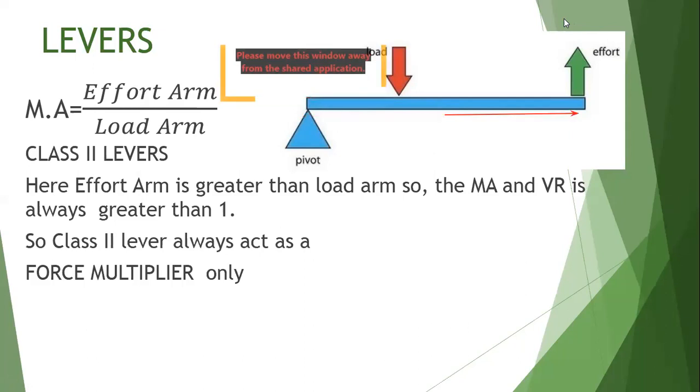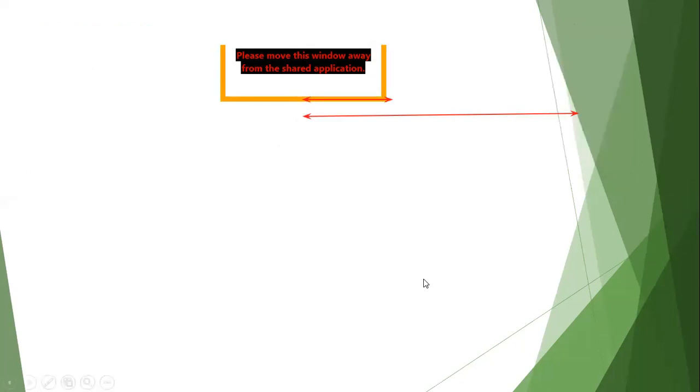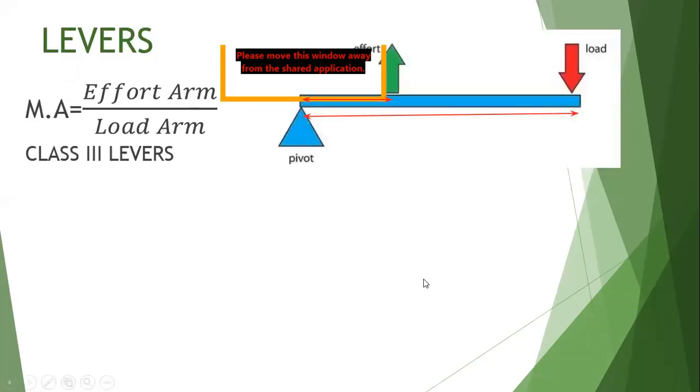Okay, chalo. So let's start with the next. What we were talking about here, class 3. So what we observe now? We observe that this distance from the fulcrum to the effort is called the effort arm, and from the fulcrum to the load is called the load arm.